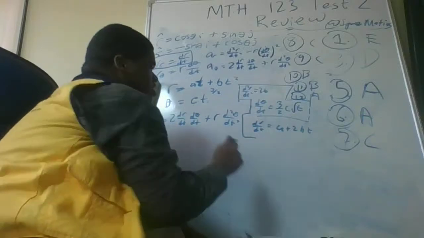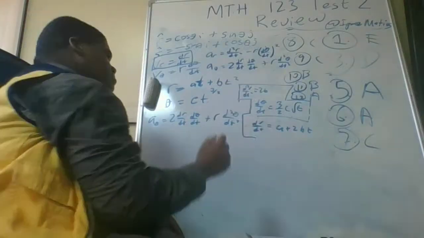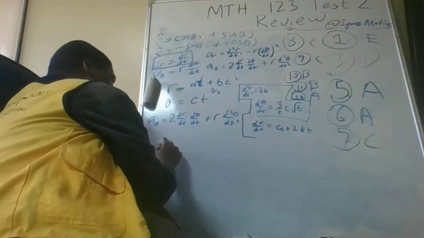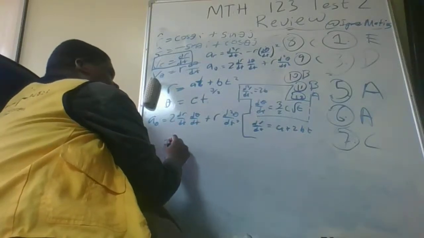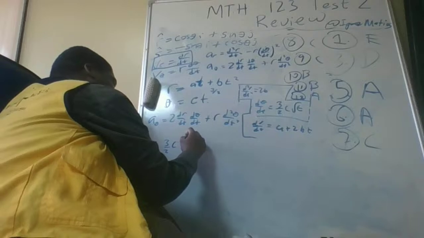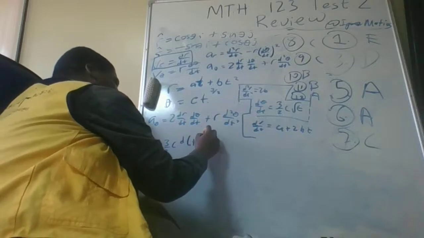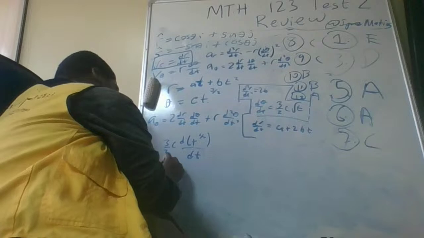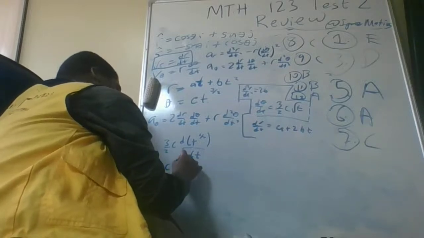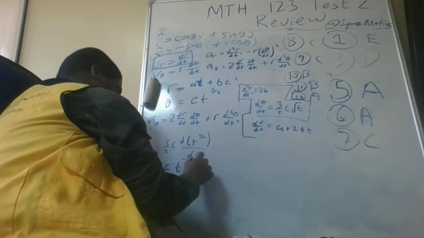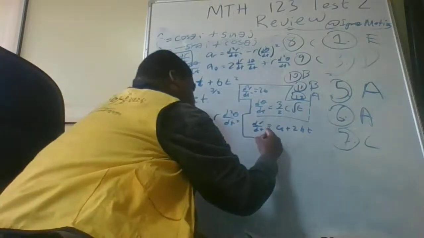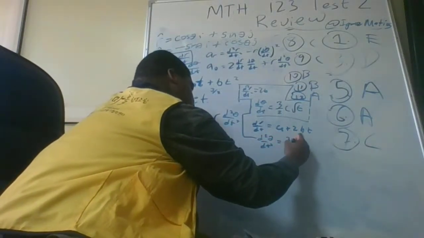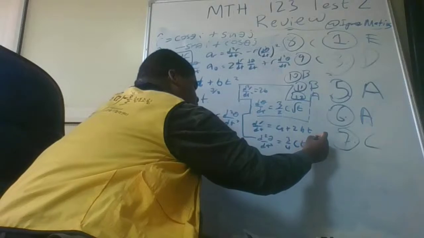The second derivative of theta with respect to time, let's find that out. The second derivative of theta with respect to time will be 3 over 2c times the derivative of t to the power of half with respect to time, which is equal to 3 over 4c t to the power of minus 1 over 2. So our second derivative of theta with respect to time is equal to 3 over 4c t to the power of minus 1 over 2.